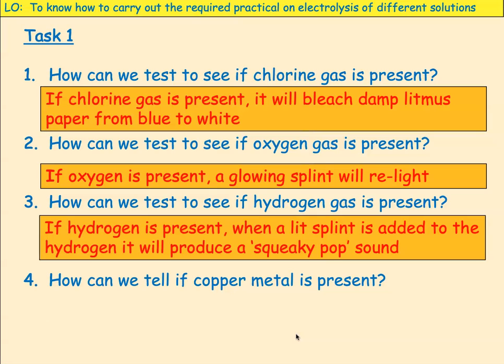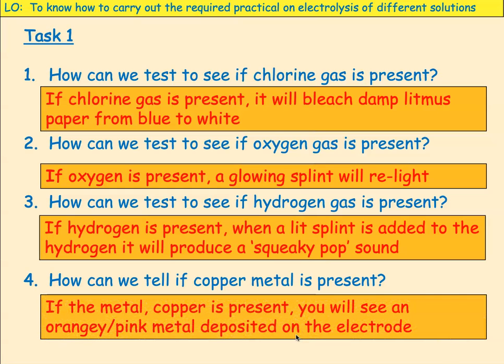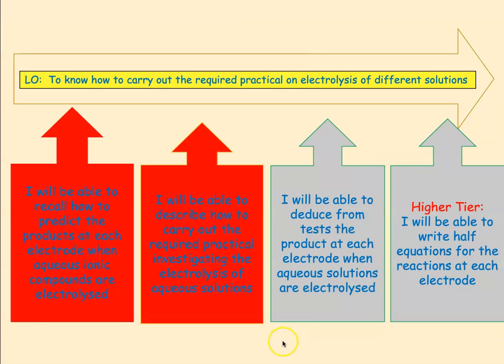How can we tell if copper metal's present? Well, copper's quite a distinctive metal. It's an orangey pink colour. So if you get an orangey pink metal on the negative electrode, the cathode, then it is copper. Okay, so that is how we actually carry out the tests.